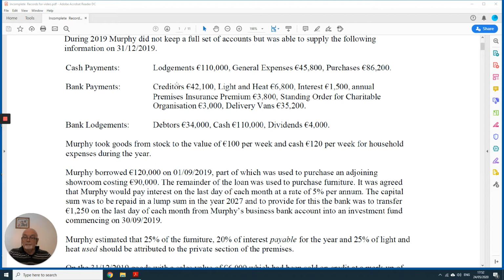For example, here we've got 6 payments made during the year. We've paid creditors, we've paid light and heat, we've paid interest, there's the insurance premium, we've made a donation to charity, and we've bought delivery vans. In addition, the question tells us that having borrowed €120,000, they spent 90,000 on showrooms and 30,000, the remainder, on furniture. So that gives us a further 2 payments from our bank account.